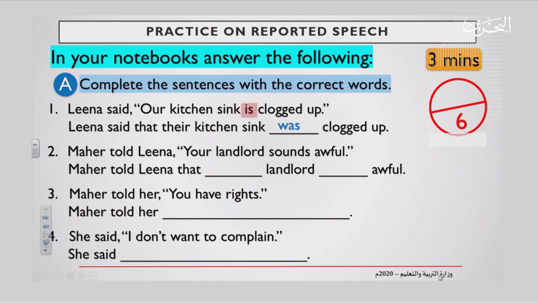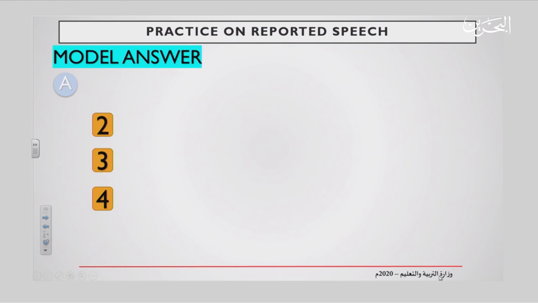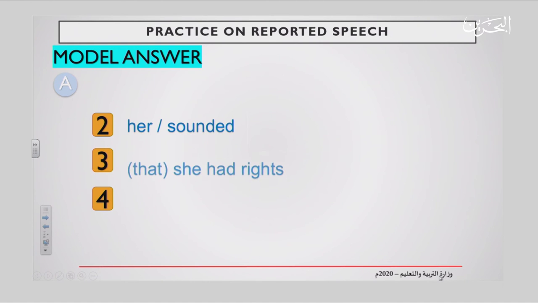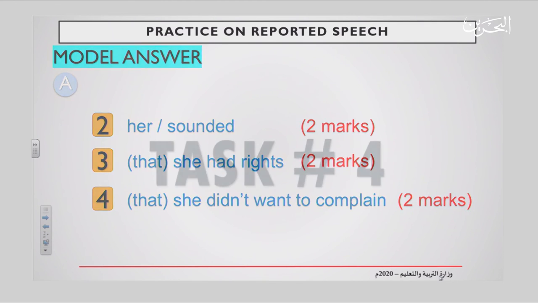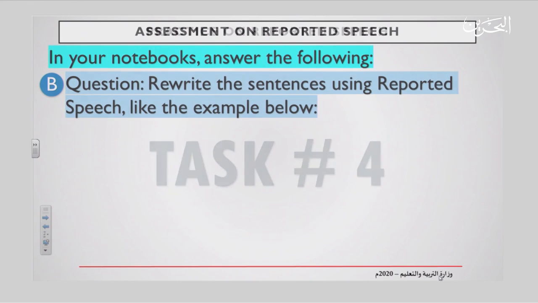All right. Now let's check the answer. Number two, "her sounded". So the first gap is "her". The second gap is "sounded". Three, an optional "that", she had rights. Number four, an optional "that", she didn't want to complain. Now give yourself a mark of six and let's carry on. Two marks for each.